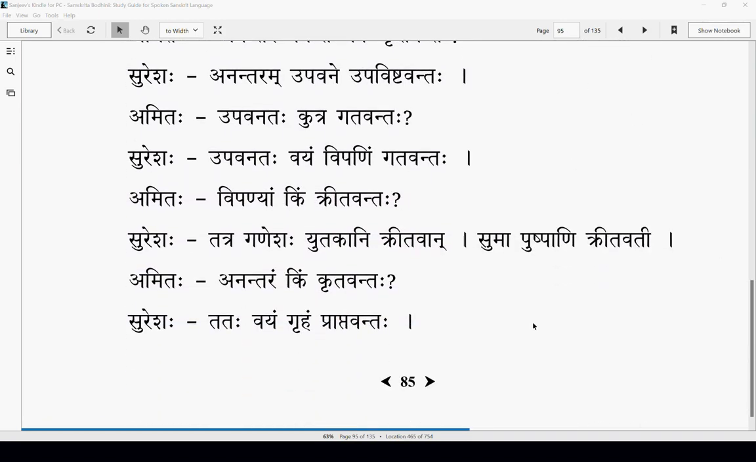Anantaram. Amita. Upavanatah Kutra Gatavantah.